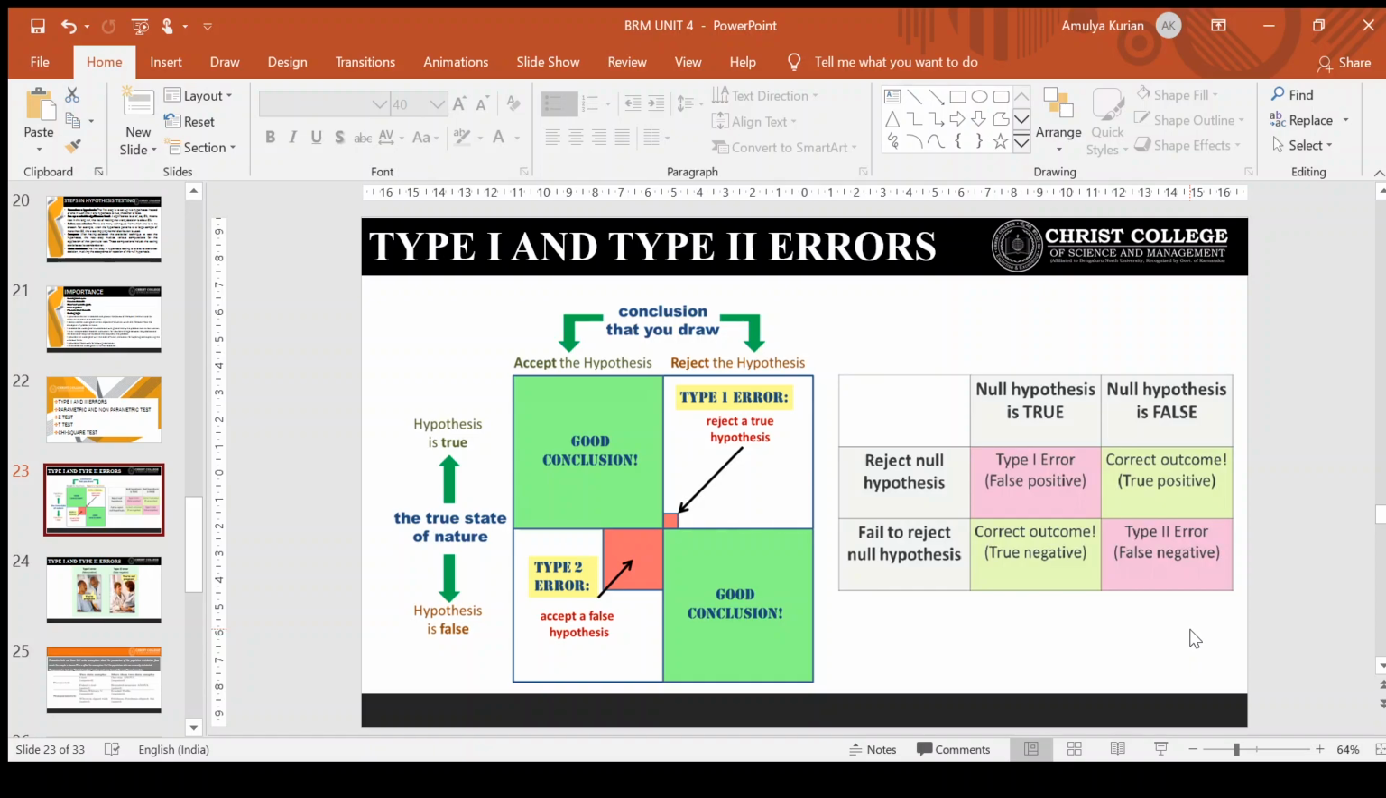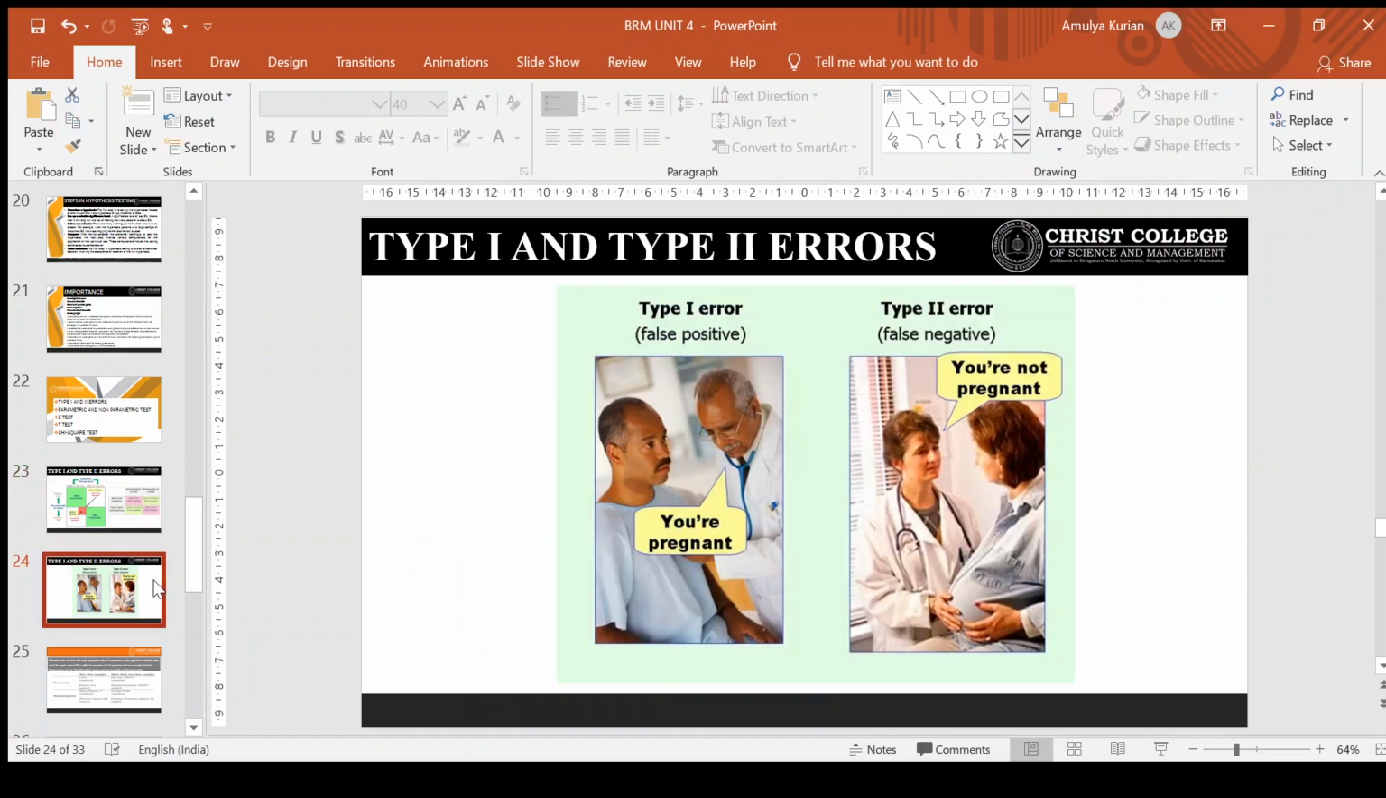To make you understand in a much simpler way, look at this picture. In the first picture, a doctor is telling a man that he is pregnant, that means it is a false positive. That is type 1 error. In the second one, you are telling a pregnant lady that she is not pregnant. It is a false negative. That is called type 2 error. So these are the two errors.